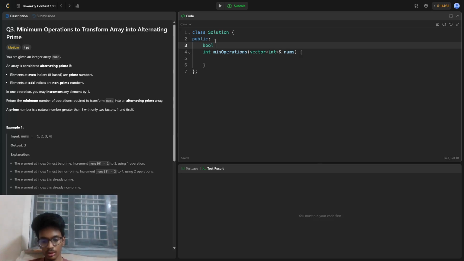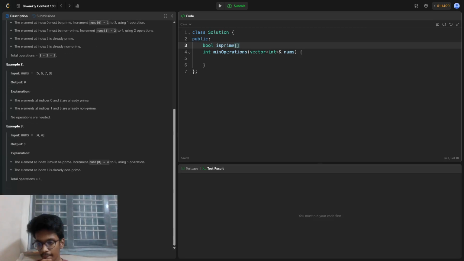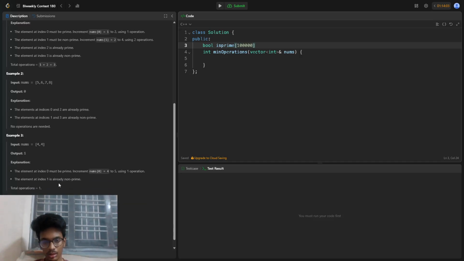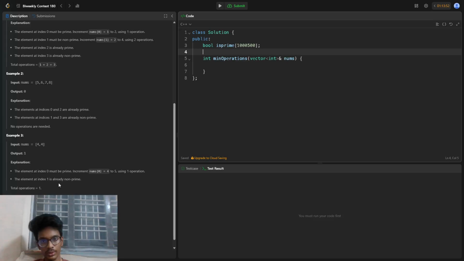So let's write a bool is prime. What should be the size? 10 power 5 should be the size. Or let's take some random number. I always take 1500. So let's keep it this way itself.